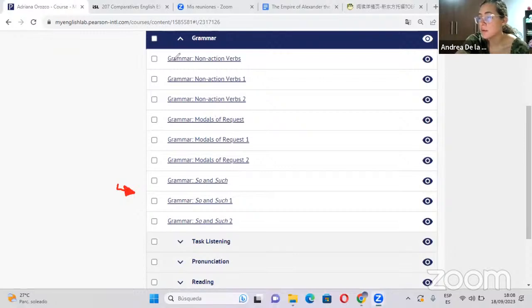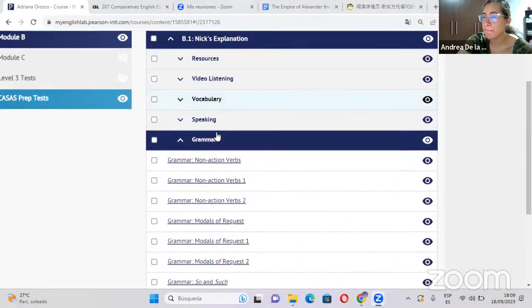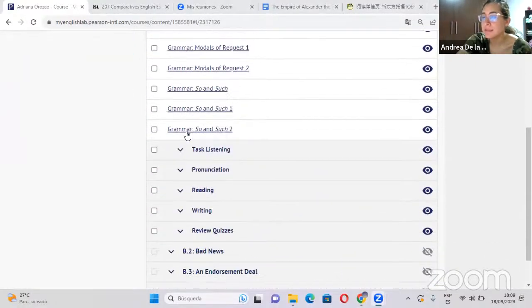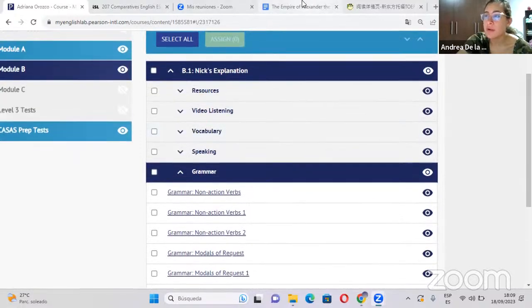And non-action verbs are basically verbs that cannot be used with a continuous form. But these are things that you won't really be using in the test because you don't have an actual grammar part, right? But so and such will be useful for vocabulary, especially in the writing and speaking sections. So that's what we're going to be seeing for this first unit. And obviously we're going to be practicing listening. And today I wanted to also take some time to practice the reading section.